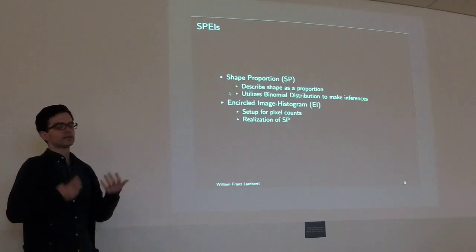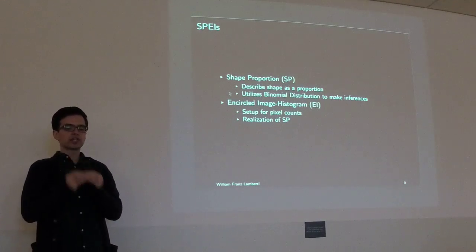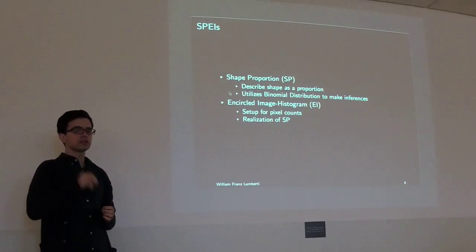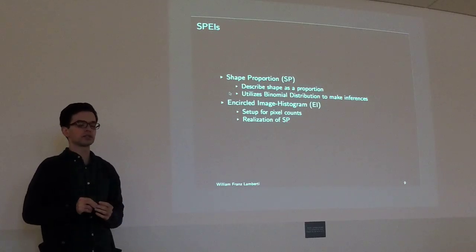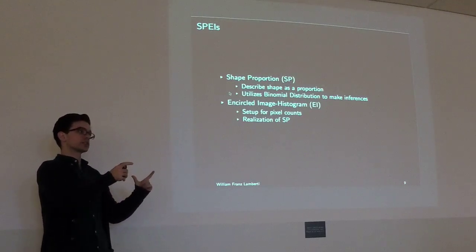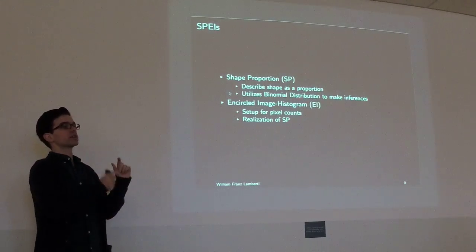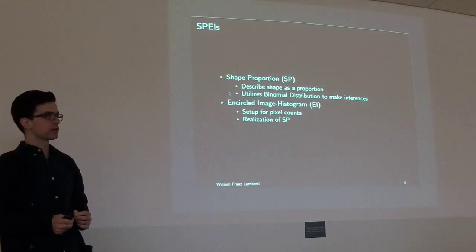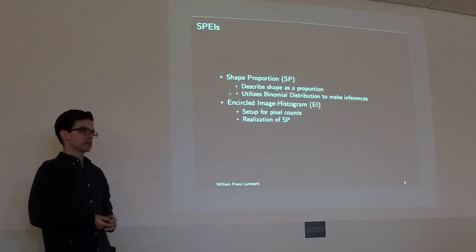So let's review what SPEIs is to make sure everyone's caught up to speed. SPEIs, or the shape proportion, describes shape as a proportion. I can then utilize the binomial distribution to make inferences on how that shape exists in reality. And for that realization of the shape, going from the continuous space to the discrete digital 2D space, I can use encircled image histograms to then try and do classification.